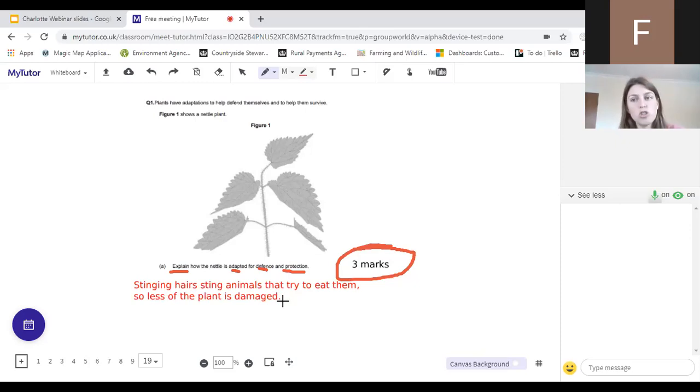So that's a very short way of saying that nettles have stinging hairs on them, on their stems and their leaves. They have a chemical in them that stings animals that try to eat them or humans that try to pick them. And therefore less of the plant is damaged. So the nettle doesn't have a problem with growth. It can continue to photosynthesize as normal and it preserves itself as a whole.